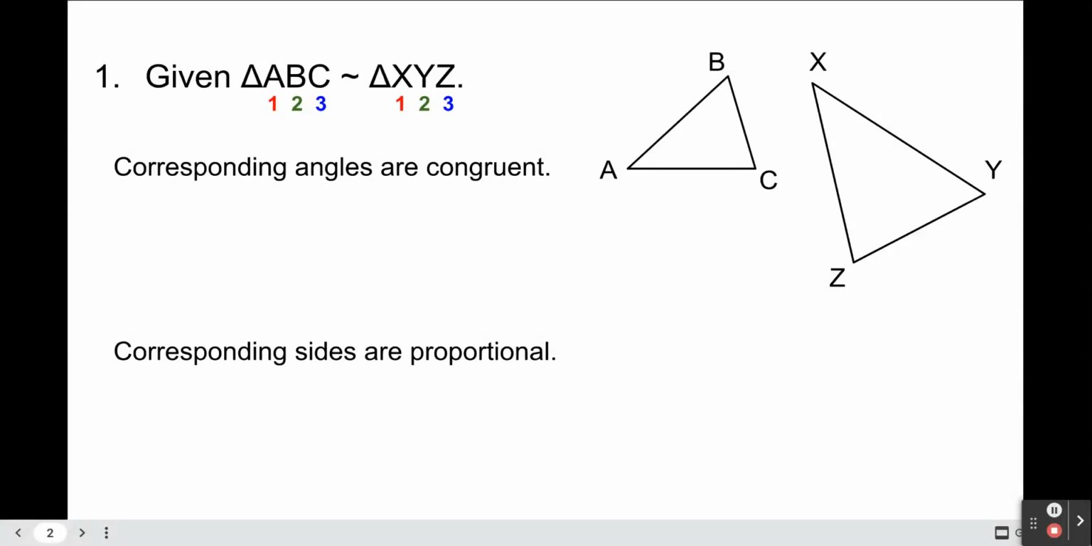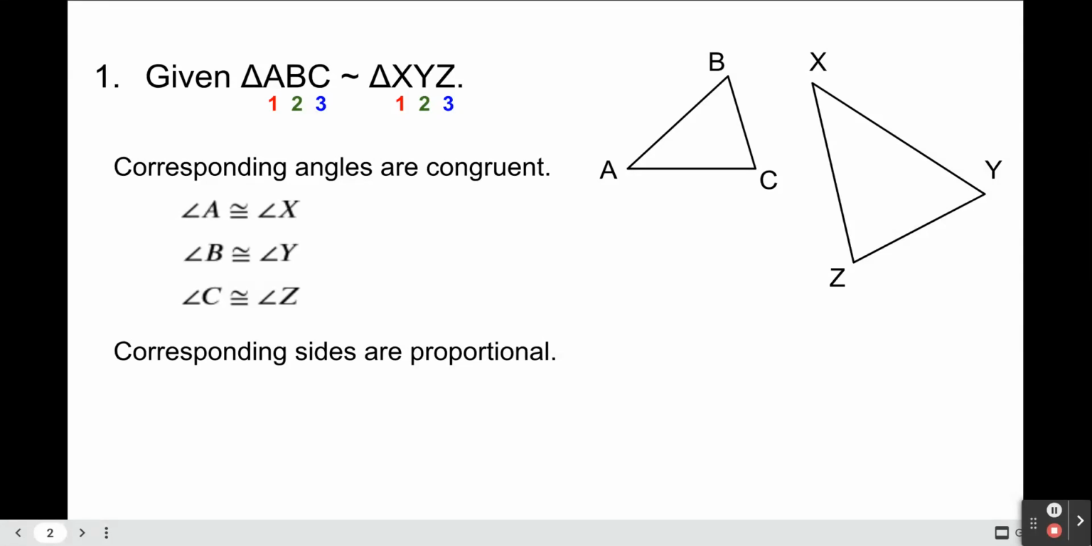So just like in the similarity statement, A corresponds to X. So angle A is going to be congruent to angle X. Also, angle B is congruent to angle Y. Again, looking at our similarity statement, B corresponds to Y. And finally, angle C is going to be congruent to angle Z. Those corresponding angles are going to be congruent in our similar figures.